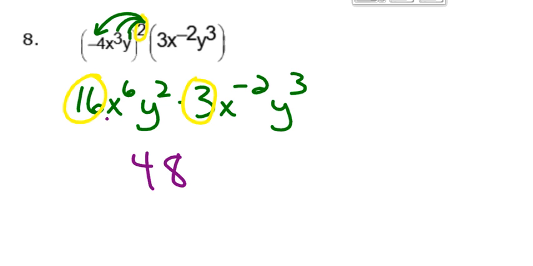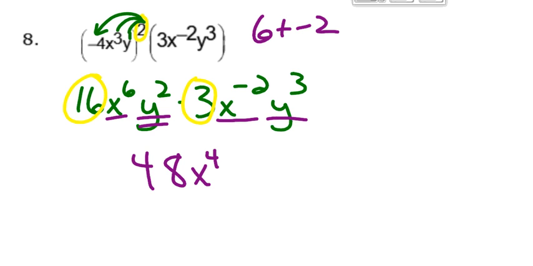All right, so I've got x to the 6th and x to the -2, so I have to add the exponents. 6 plus -2 is going to give me positive 4. And then y^2 times y^3 is going to give me y to the 5. And that is your final answer.